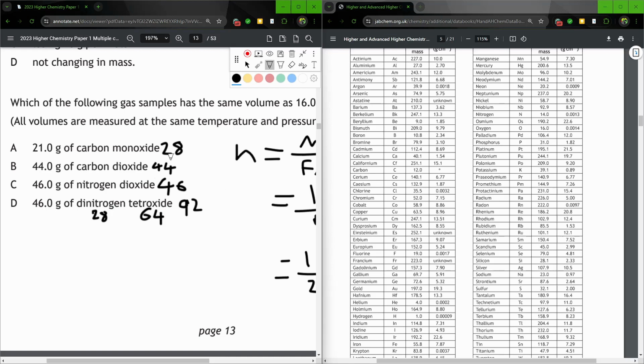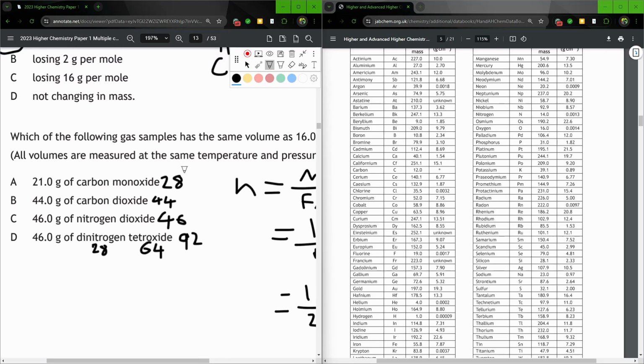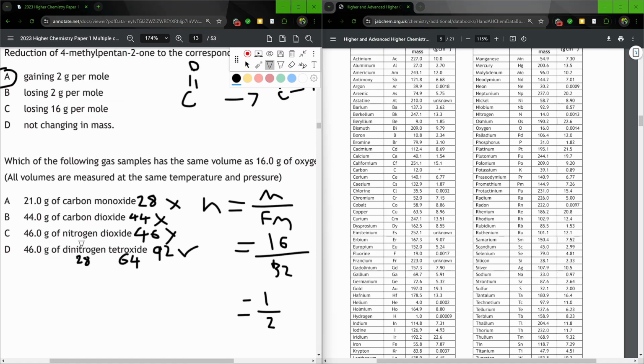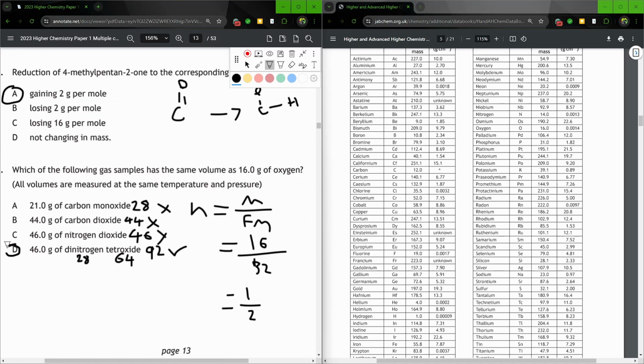Fantastic. So now we've got to find out which one's a half. Well, 21 grams of carbon monoxide. That's not one half of 28. So no. 44 is not one half of 44. 46 is not one half of 46. But dinitrogen tetroxide is 92. 46 is one half of 92, which means it's got to be D.